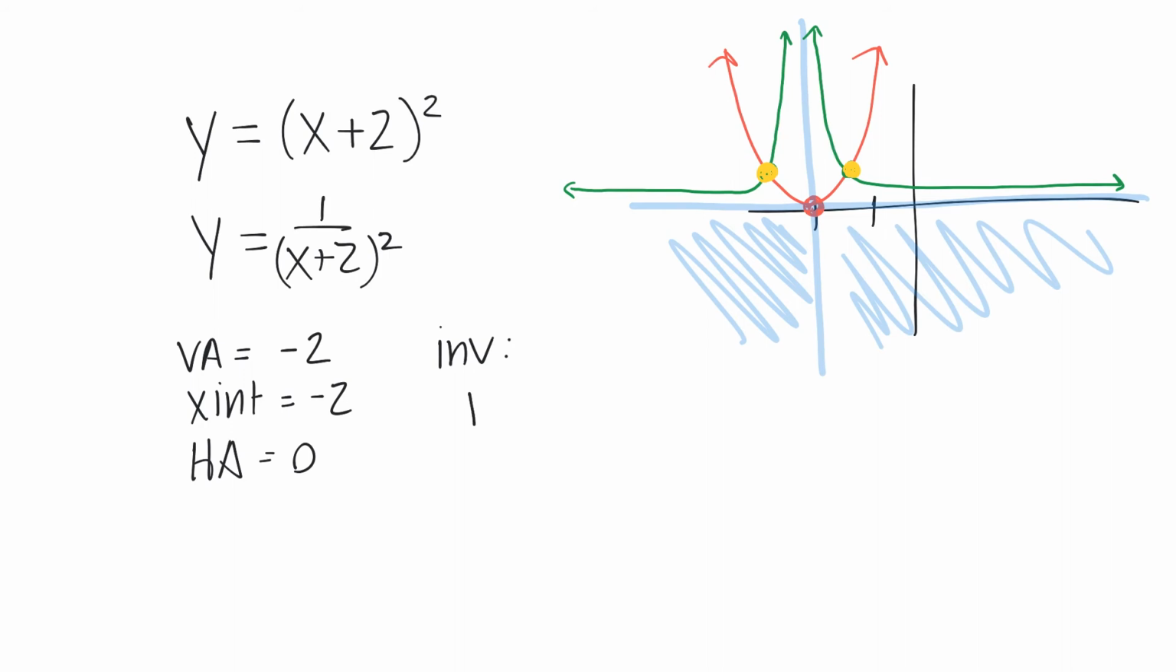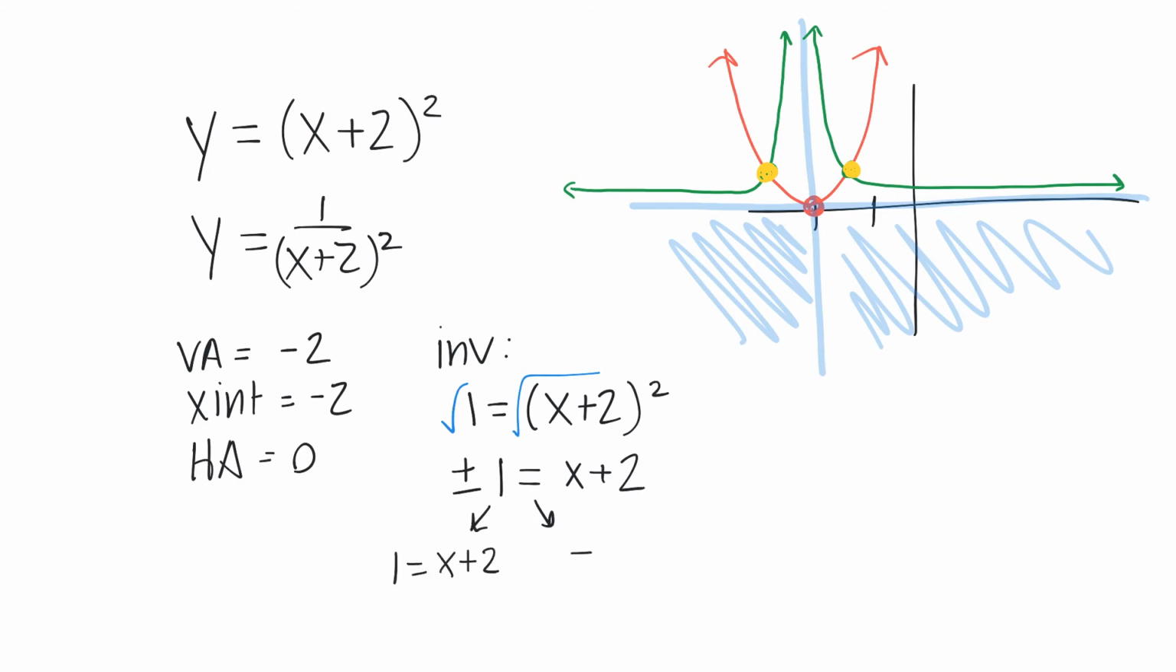So I'm going to replace my y with 1. (x plus 2) squared. Now, to deal with that, I'm going to take the square root of both sides. And the square root of 1 is both positive 1 and negative 1. And the square root of (x plus 2) squared is x plus 2. So I'm going to separate, and say 1 equals x plus 2, and negative 1 equals x plus 2. So then I end up with negative 1 is x, and negative 3 is x.